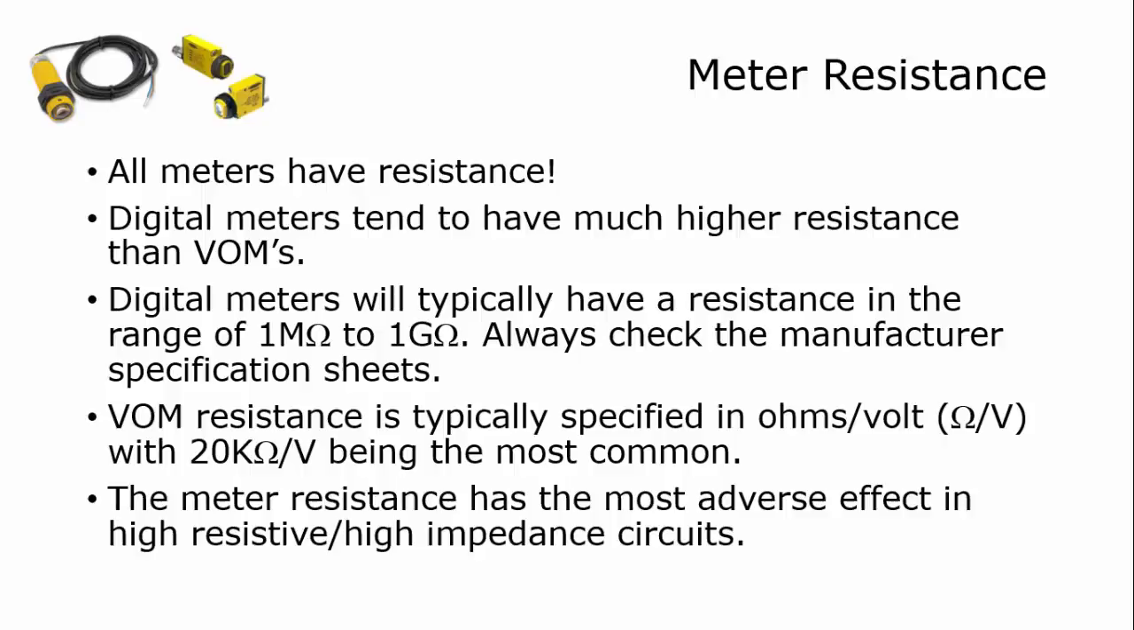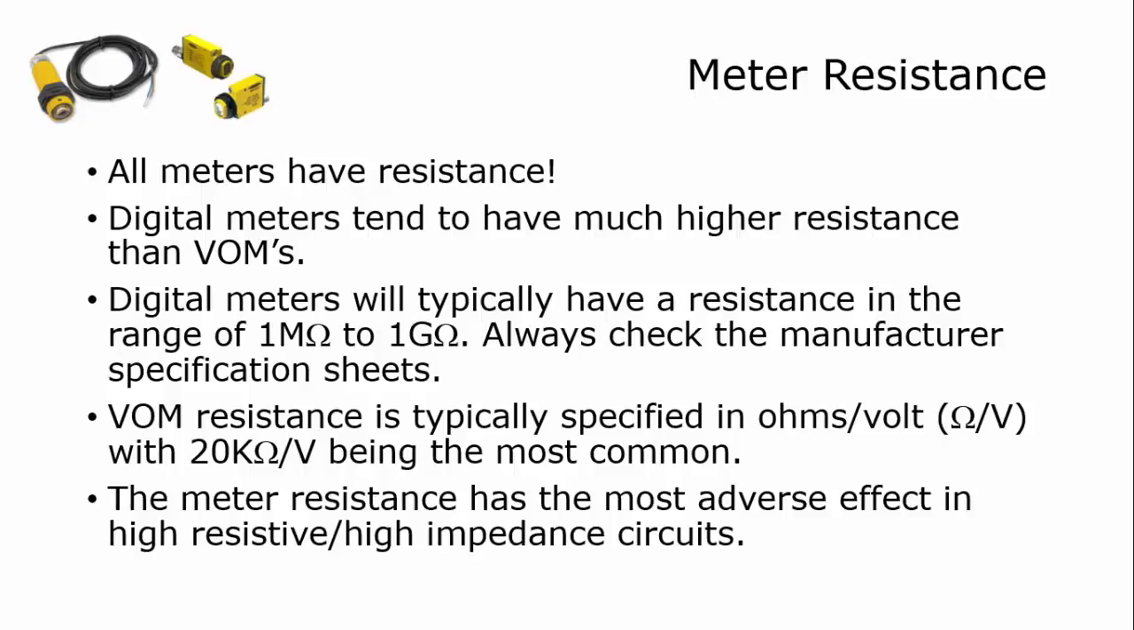VOM resistance is typically specified in ohms per volt, and 20,000 ohms per volt, 20k ohm per volt, is probably one of the most common specifications for VOM input resistance. Now that will vary depending on whether you're measuring DC voltage or AC voltage. 20,000 ohms per volt is fairly typical for DC voltage. 5,000 ohms per volt is fairly typical for AC voltage.